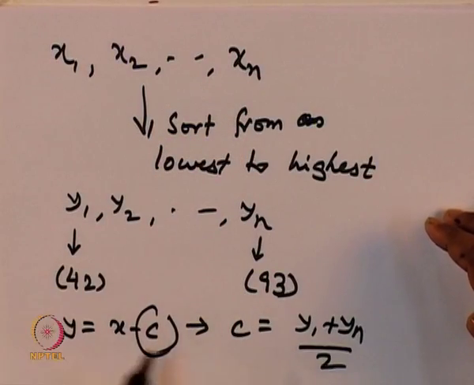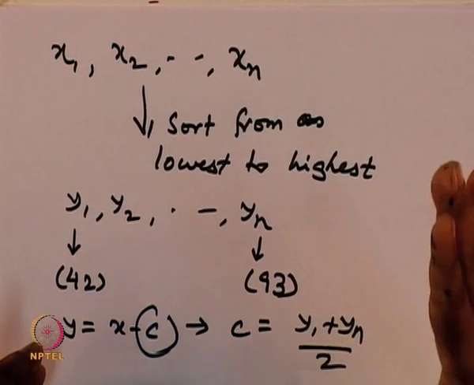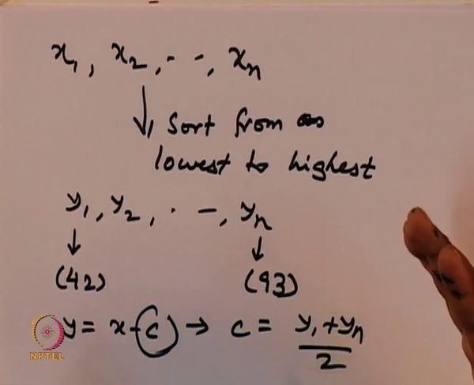You can roughly sort the numbers from lowest to highest and identify the numbers. Again, we did not put c exactly as 42 plus 93 by 2, because the process would have been much more difficult to do by hand. We wanted an approximation which is easy to implement and where we can see by hand what we are doing. Okay. So, let us take one more example, which is the next example.